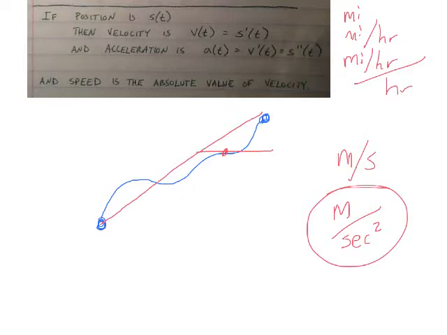Then we have this other word that we use, which is speed. Speed is not the same thing as velocity. Velocity is our speed with a direction, whereas speed is just the magnitude of how fast we're going. So the way we find speed is we take the absolute value of velocity. In essence, we're removing the direction aspect of that value.